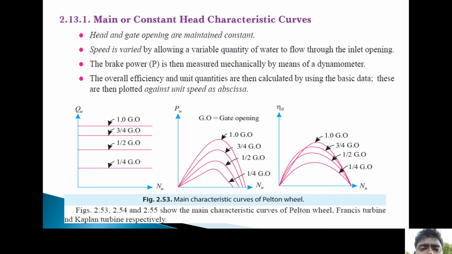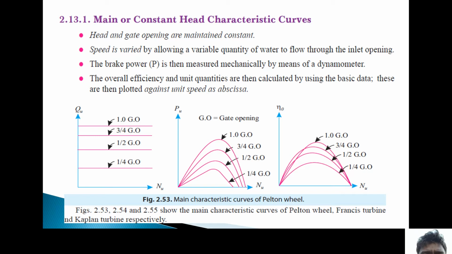Next, the main characteristics curves. For these characteristics curves, the head and gate opening are maintained constant. The speed is varied by allowing a variable quantity of water to flow through the inlet opening. The brake power P is measured mechanically by means of a dynamometer. The overall efficiency and unit quantities are calculated using the basic data. These are plotted against unit speed on the abscissa.